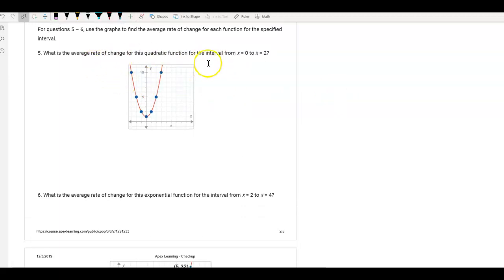What is the average rate of change for the quadratic function for the interval 0 to 2? So right away, from 0 to 2, we have 0, comma 1, and then this ordered pair is 2, 5. So your average rate of change would be subtract the y's, 5 minus 1, over subtract the x's, 2 minus 0. That'll give you 4 over 2, which is 2.